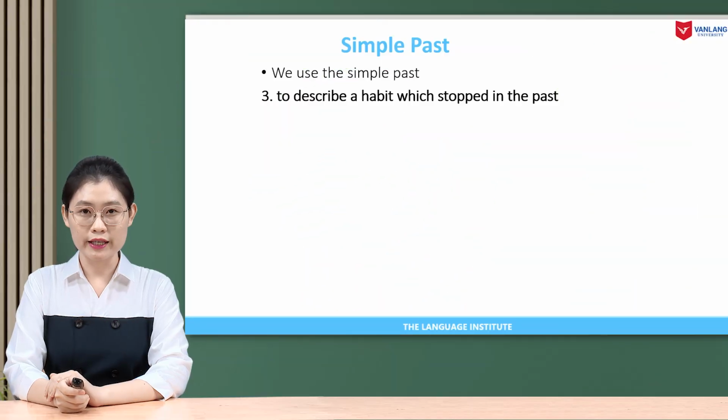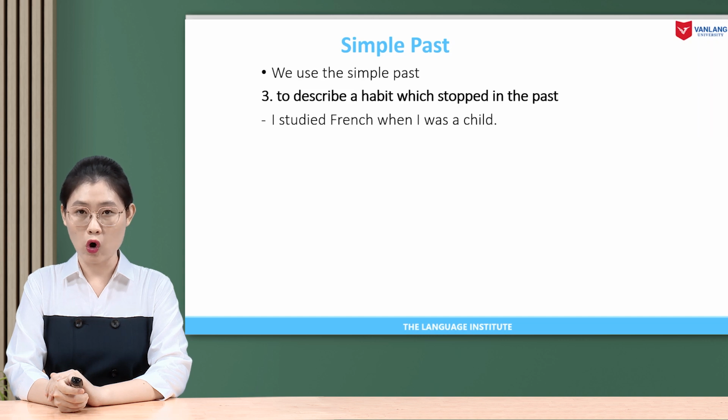So another use of simple past is to describe a habit which stopped in the past. For example, I studied French when I was a child. That means when I was a child, I studied French. However, I am grown up now and I don't study French anymore. The action of studying French stopped in the past.